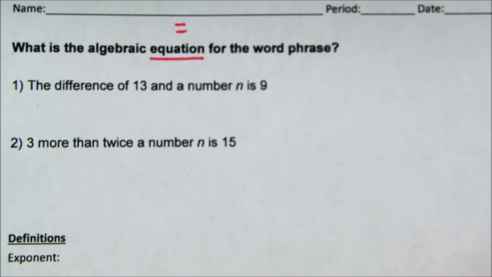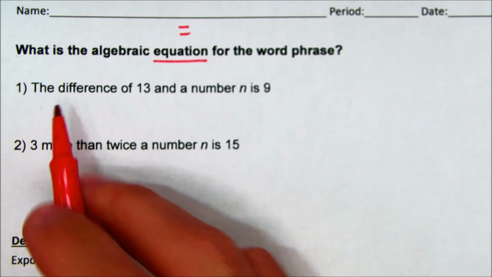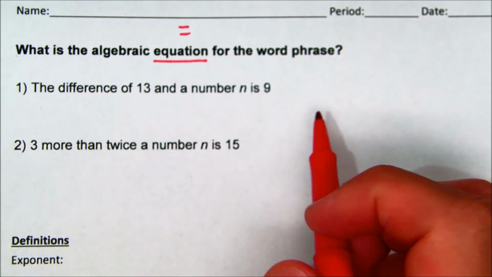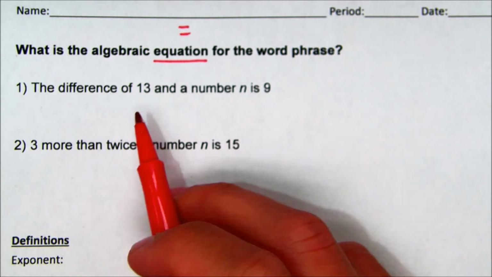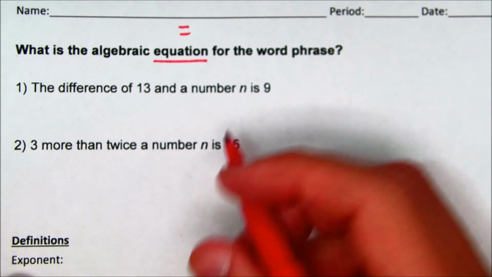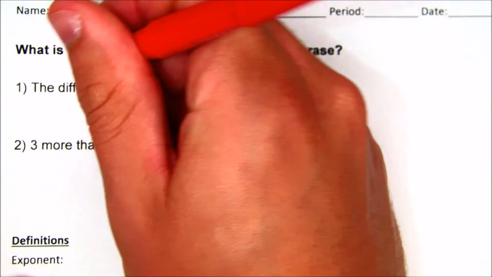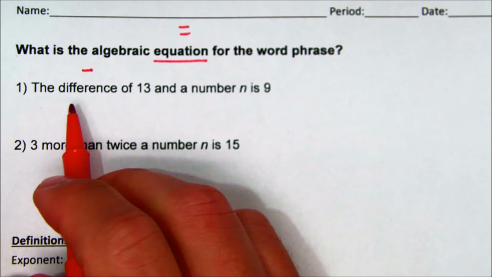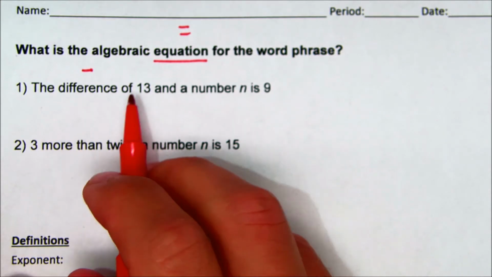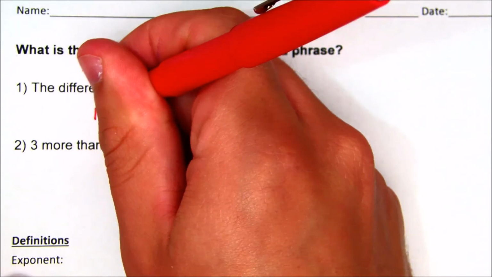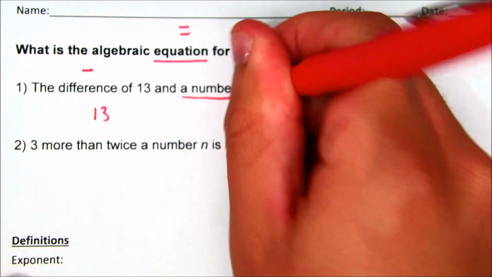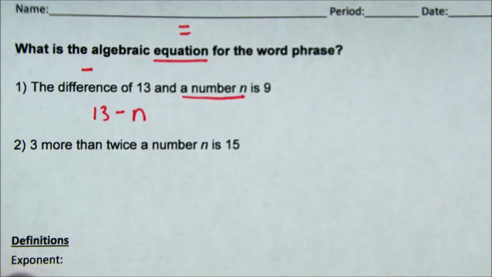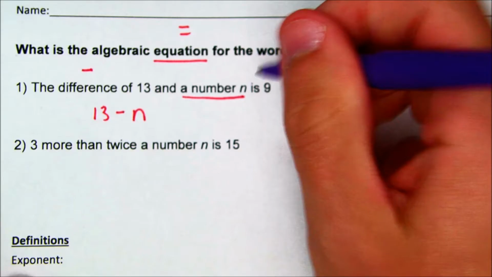So the first one says the difference of 13 and a number n is 9. So we're going to work left to right and write this as an equation. So first of all, I know that difference is subtraction. So when I work with difference, I do the same thing as quotient. I work left to right. So the difference of 13, there's that phrase, a number n, meaning my variable. So 13 minus n.